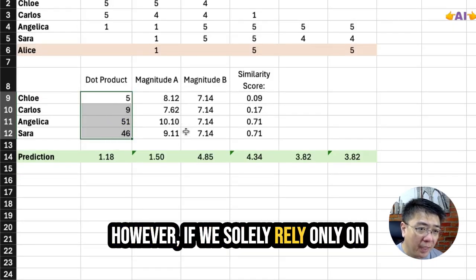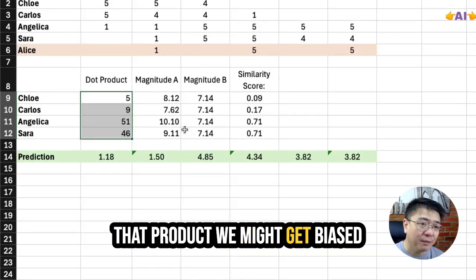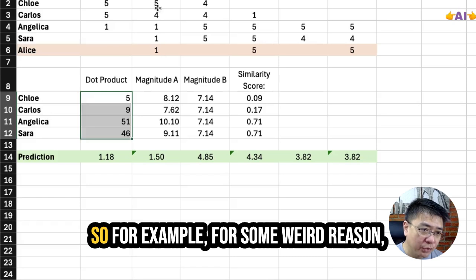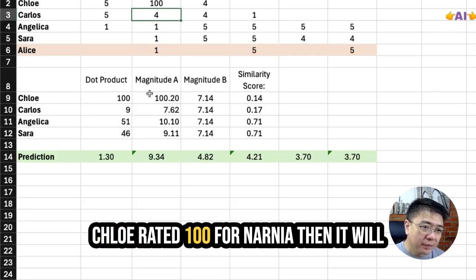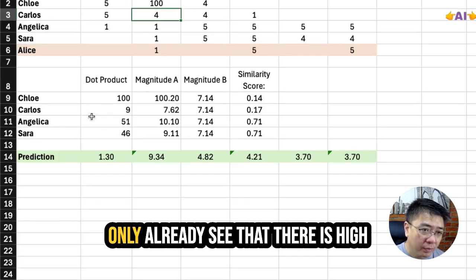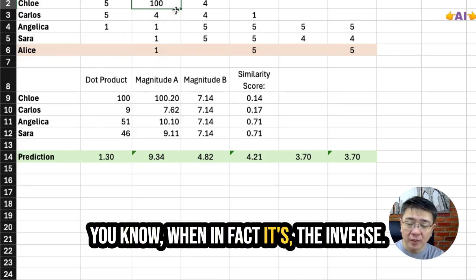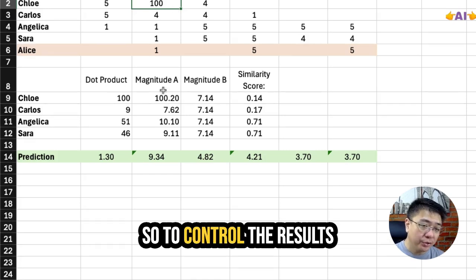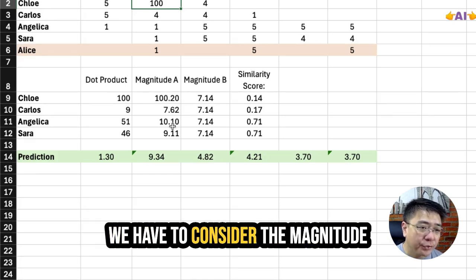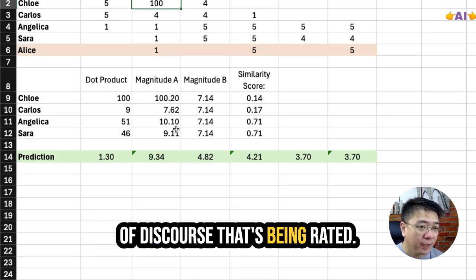However, if we rely solely on that product, we might get biased when there is a very high rating. So, for example, for some weird reason, Chloe rated 100 for Narnia, then it will see that there is a high similarity between Chloe and Alice, when in fact, it's the inverse. So to control the result against higher values, we have to consider the magnitude of the scores being rated.